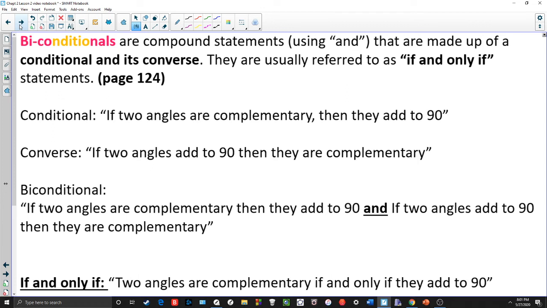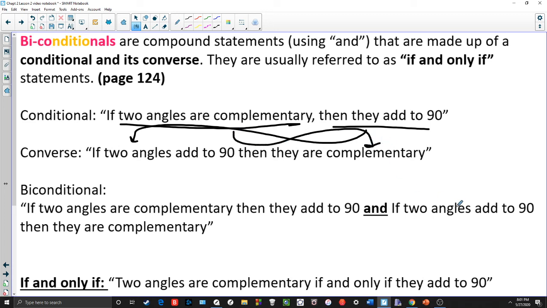So let's take this here. If two angles are complementary, then they add to 90, which is true, by the way. That's the definition. The flipped form then would be: if two angles add to 90, then they are complementary. So you just flip the two statements. So that's the conditional and converse here.